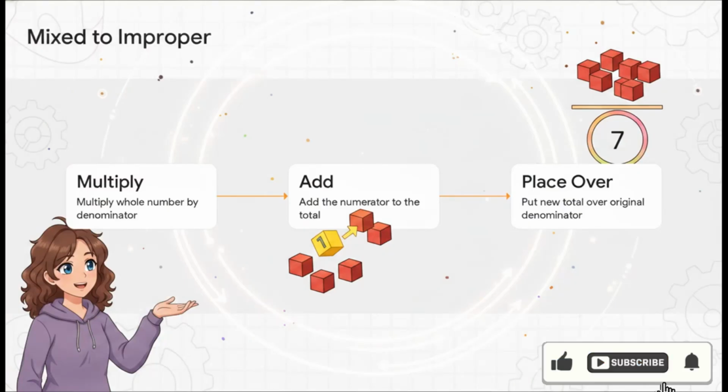And you know what? Converting a mixed number back into an improper fraction is an absolute breeze. Let's use that 2 1/3 example again. Step 1, you multiply the whole number, which is 2, by the denominator, 3. That gives us 6. Step 2, add the numerator, which is 1. 6 plus 1 is 7. Step 3, put that brand new total over the original denominator. Boom, you are right back to 7/3. It's a perfect, seamless loop.